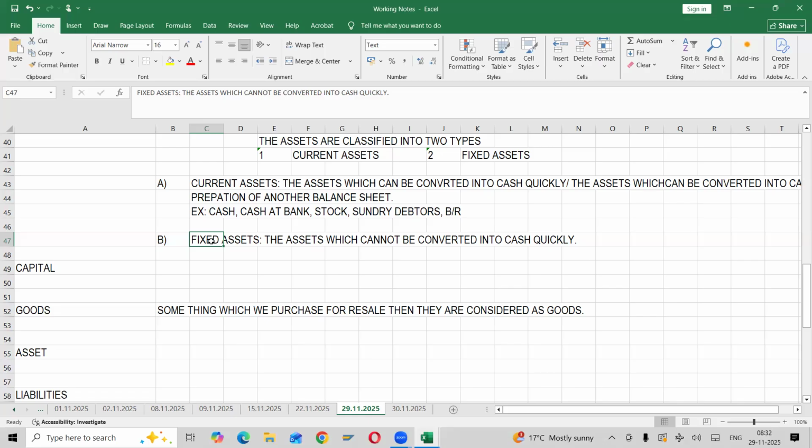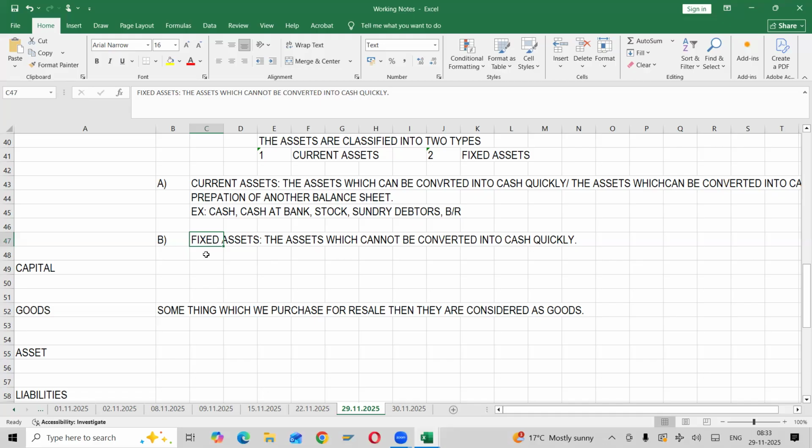Hope you got my point. We can sell it for some reason, we can sell it. But at the time of purchase, what was my intention? What is the buyer's intention? Normally, they want to use it for a longer period. So whatever we want to use for a longer period is considered as a fixed asset. Hope you got my point now. Yes.